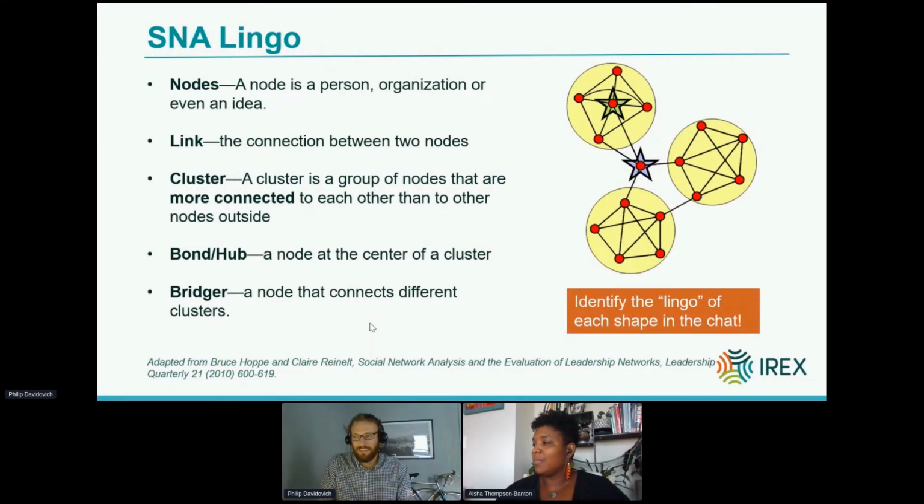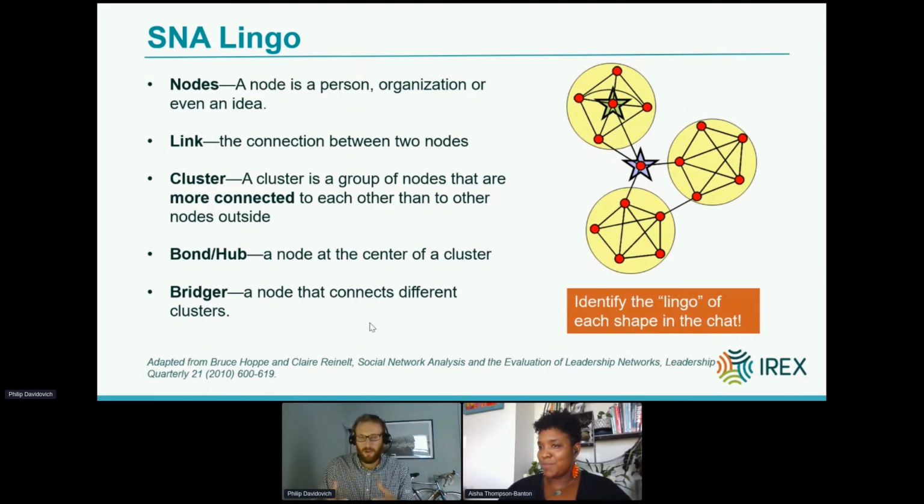A cluster is a group of nodes that are more connected to each other than to other nodes outside of them. A bond or a hub is a node at the center of a cluster, usually very central in how information might be spread within that unique cluster. A bridger, finally, is a node that connects different clusters together. So try and see if you can identify the lingo in that chart.